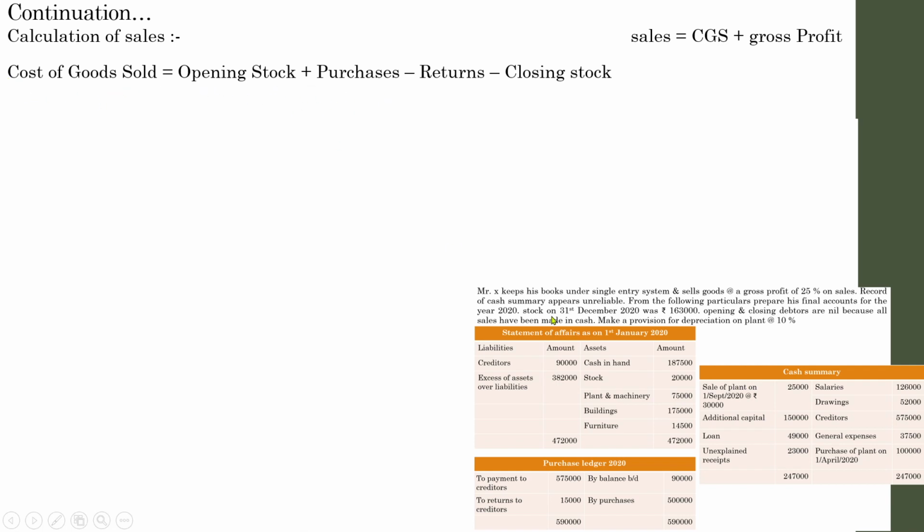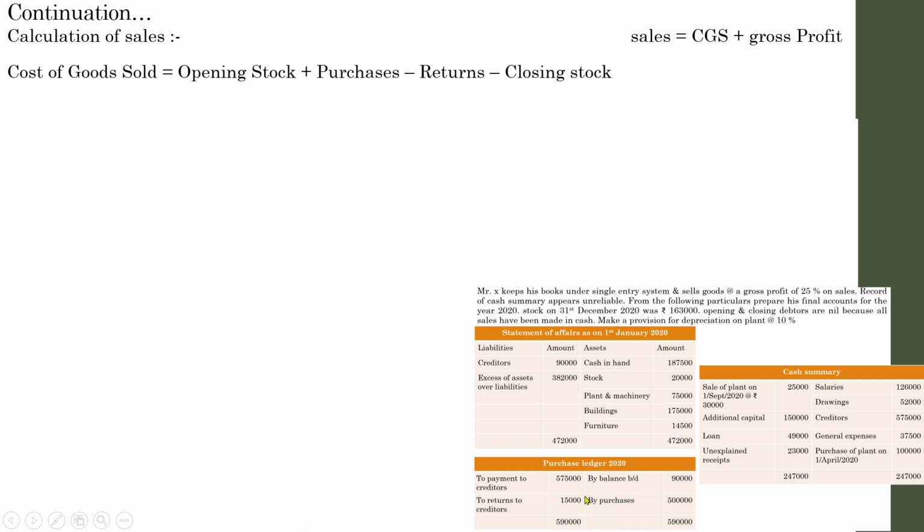First one, opening stock. For finding opening stock, go to the statement of affairs, stock 20,000, it's there. And regarding purchases, while taking purchases, remember here purchase ledger is there and cash summary is also there. Here you can get the details of credit purchases, here you can get the details of cash purchases. Remember to go through it. Here there is no information regarding cash purchase, so don't worry.